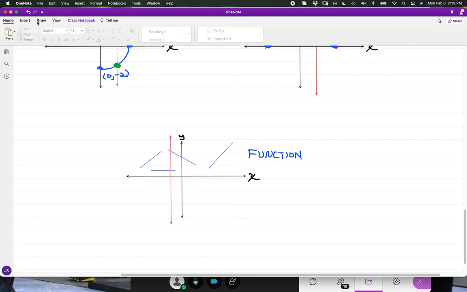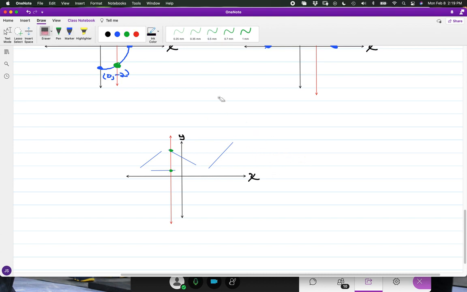again, at each x value, there should be only one corresponding y value. And guess what? We have this among others. We got 2 points of intersection. And so before I had a function, but with the inclusion of this particular line segment, there's a bit of chaos that is created. So this is not a function.